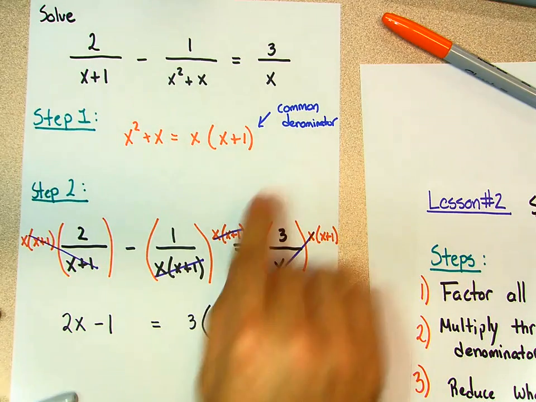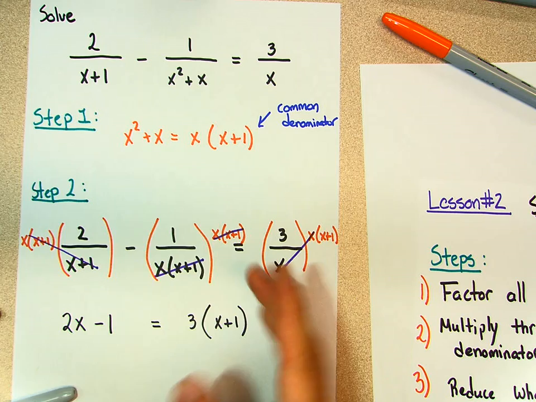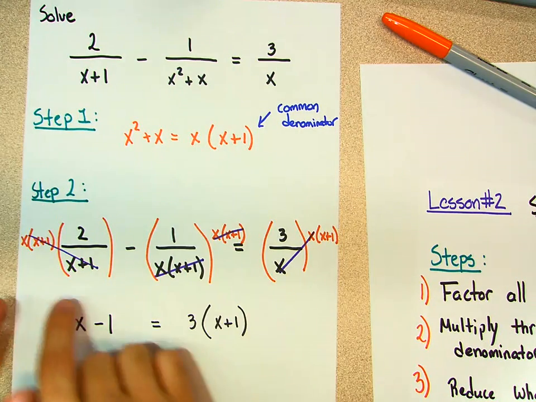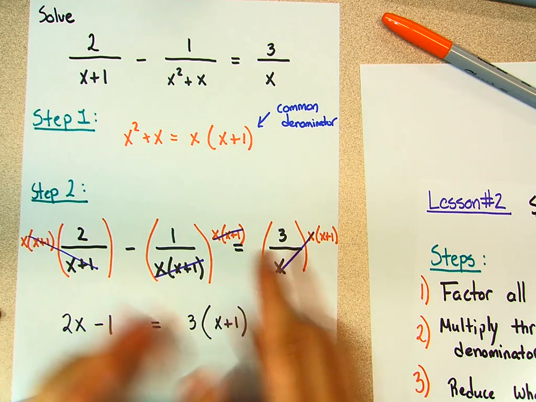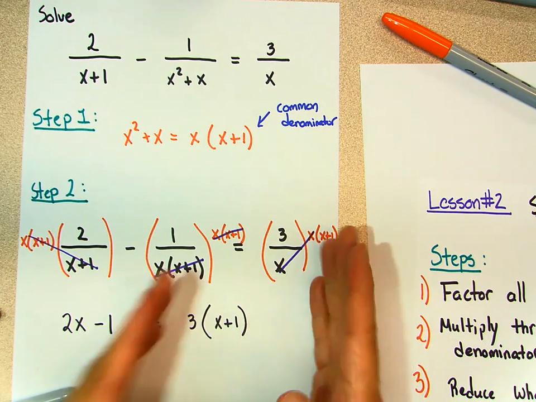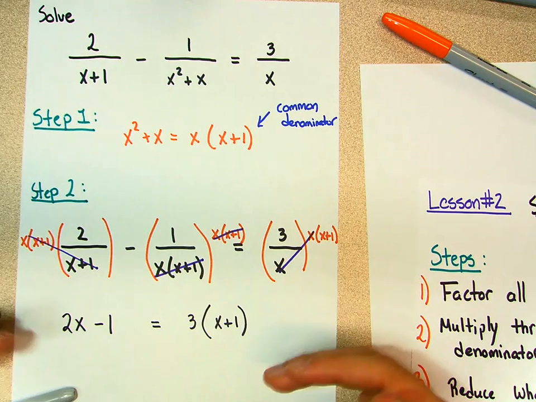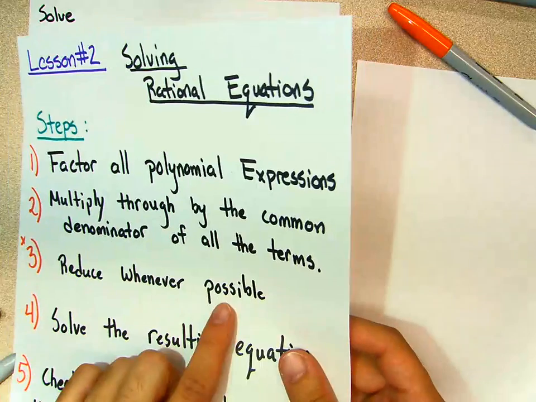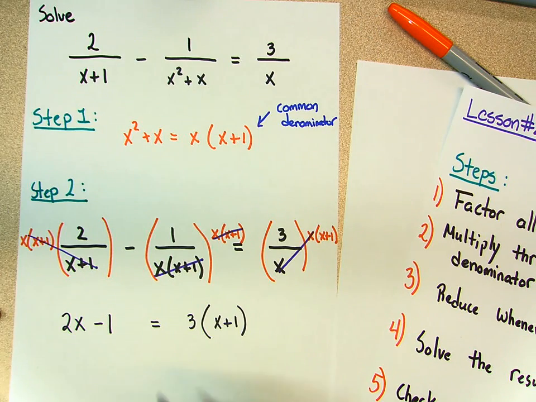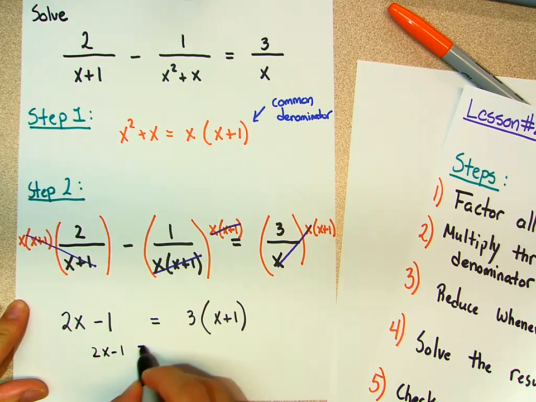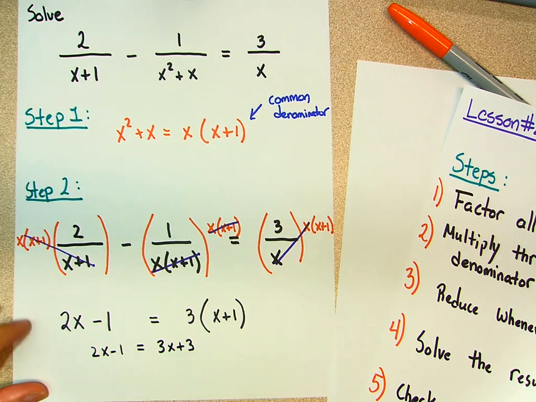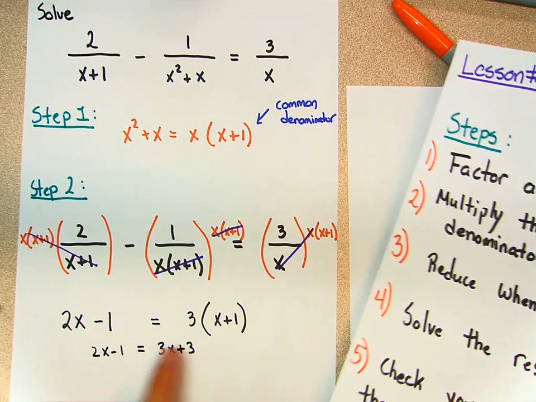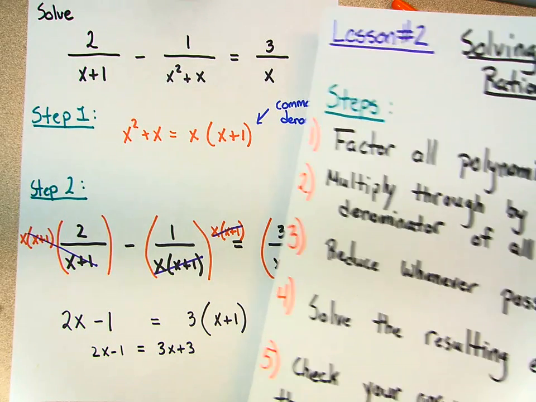And the question is, why are you allowed to do this? Whatever you do to one side, you do to the other. If you multiply this whole side by x times x plus 1, and you multiply the other side by x times x plus 1, it doesn't change the equation. It keeps the equations equal. Now here, reduce whenever possible. So now how do we reduce this? This is 2x minus 1 equals 3x plus 3. So we reduced it. Solve the resulting equation. Now this is linear. This is easy peasy. And then we have to check our answer.